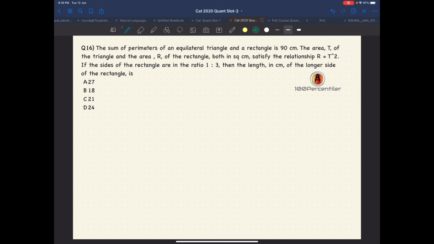The sum of the perimeters of an equilateral triangle and a rectangle is 90. So therefore, we can have 3a plus 2 times l plus b is 90. The area of the triangle T and the area of the rectangle R satisfy the relationship R equal to T square. If the sides of the rectangle are in the ratio 1:3, so let this be 3x, this be x, then the length in centimeter of the longer side of the rectangle is, so we have to find 3x here. Now this can be written as 3a plus 8x equal to 90.